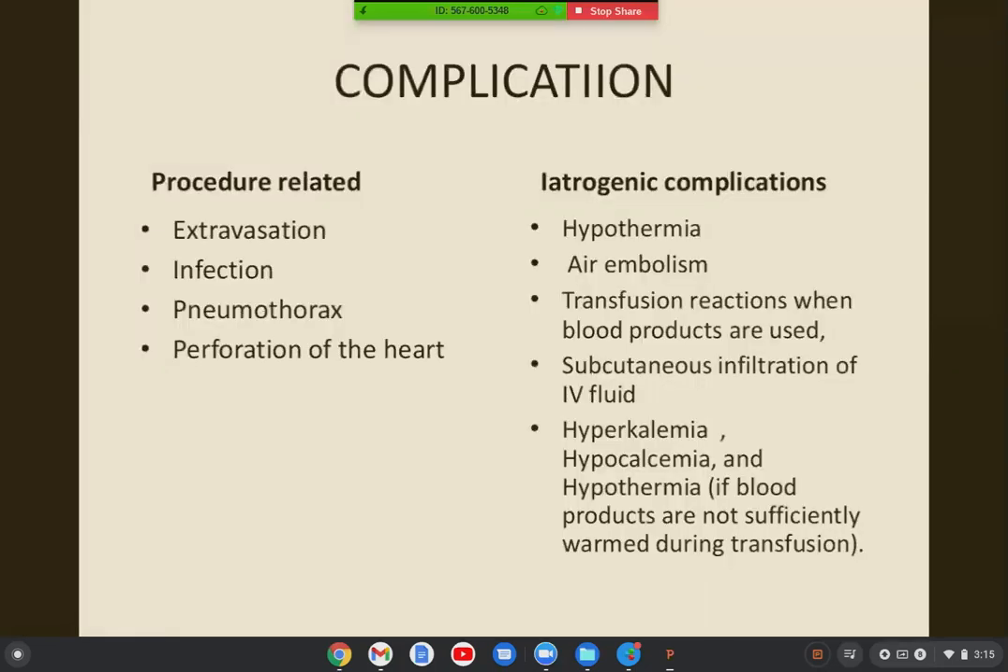What will be the complications? Procedure related will be extravasation from the line site, infection, pneumothorax while putting a central line, perforation of the heart has also been seen while you are going aggressive. Iatrogenic complications, hypothermia, air embolism, transfusion reaction, subcutaneous infiltration of IV fluid, hyperkalemia, hypocalcemia, and hypothermia if blood products are not sufficiently warm during transfusion, and it causes more problems.